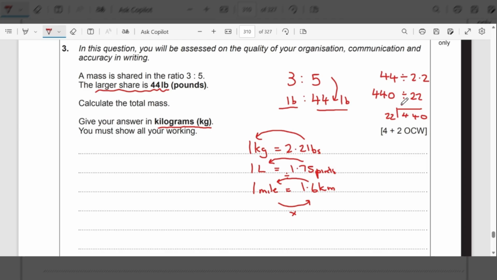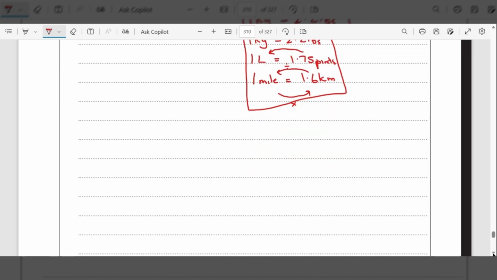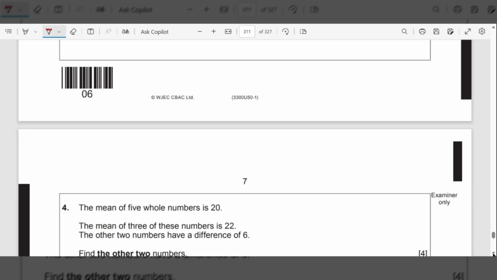22 doesn't go into 4, goes into 44 twice, and goes into 0, 0 times. So that is 20 kilograms. Okay. 5 goes into 24 times. So if we times that by 4, we get that this is 12 kilograms. All right. An awareness of those might be just in case. Hopefully nothing in conversion in there, but just in case those three in your brain might be useful to you. Okay. Right.